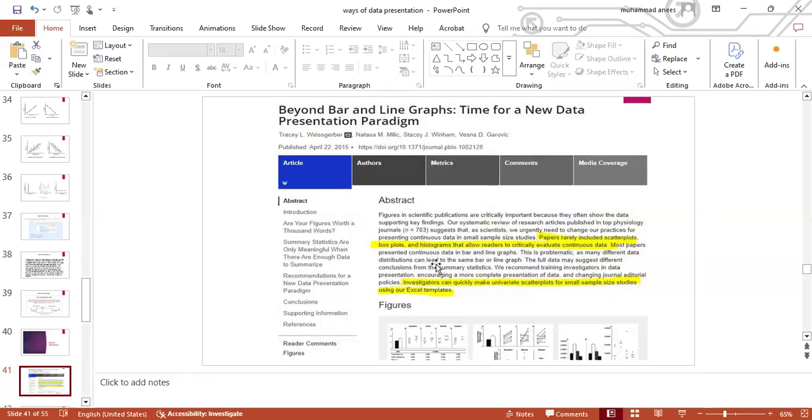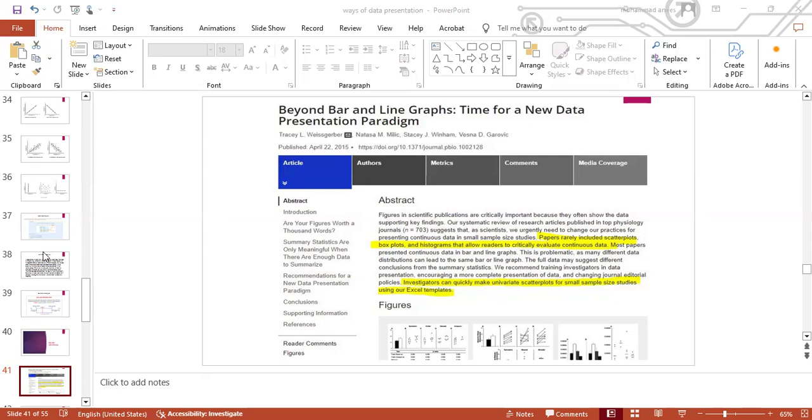Papers rarely include scatter plots, box plots, and histograms that allow readers to critically evaluate the data. The full data may suggest different conclusions from the summary statistics. We recommend training investigators in data presentation, encouraging a more complete presentation of data and changing journal editorial policies. Investigators can quickly make univariate scatter plots for small sample size studies using our Excel template.